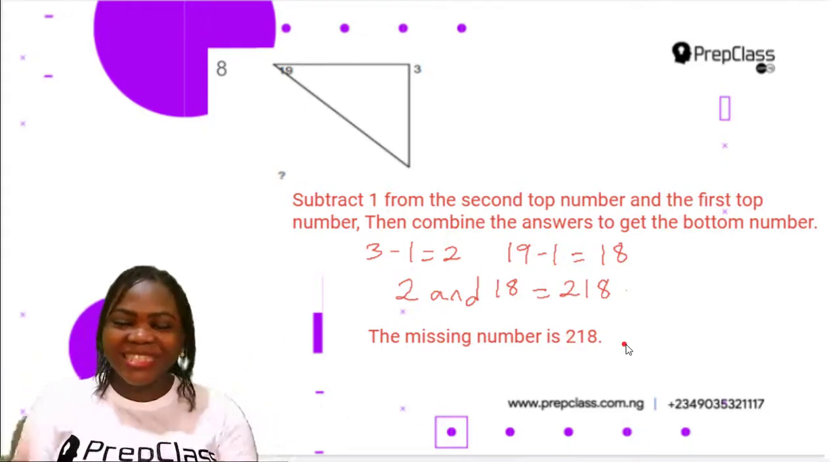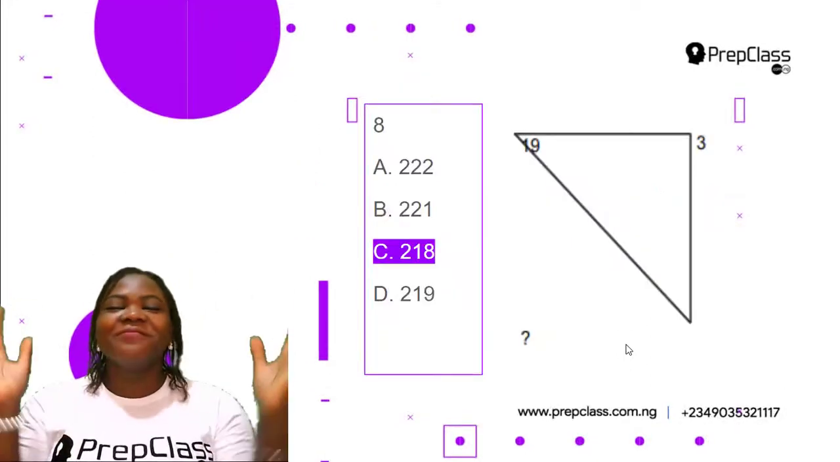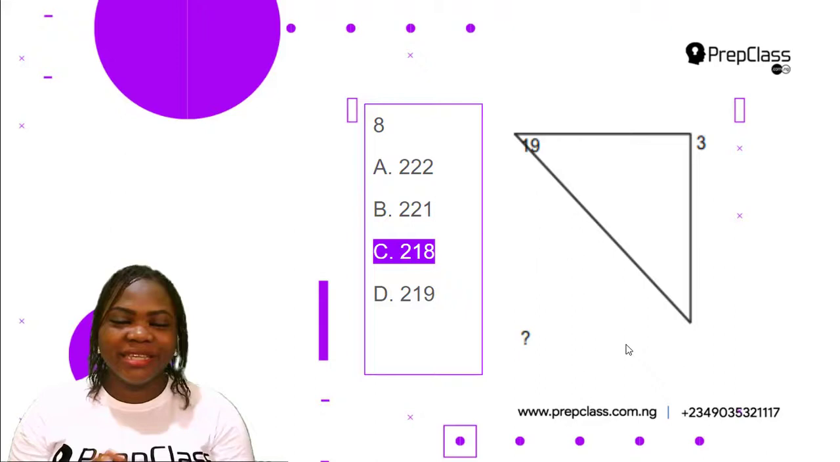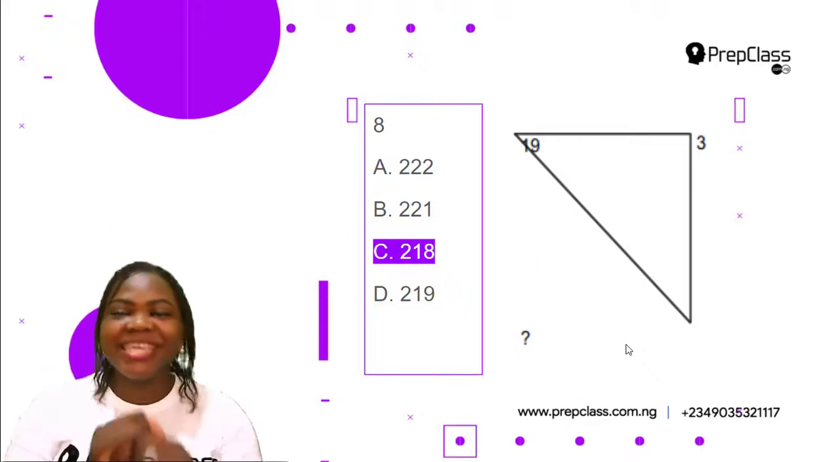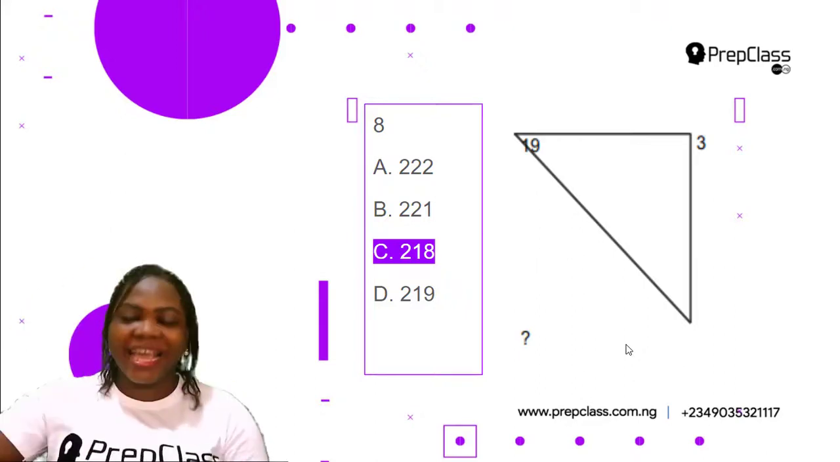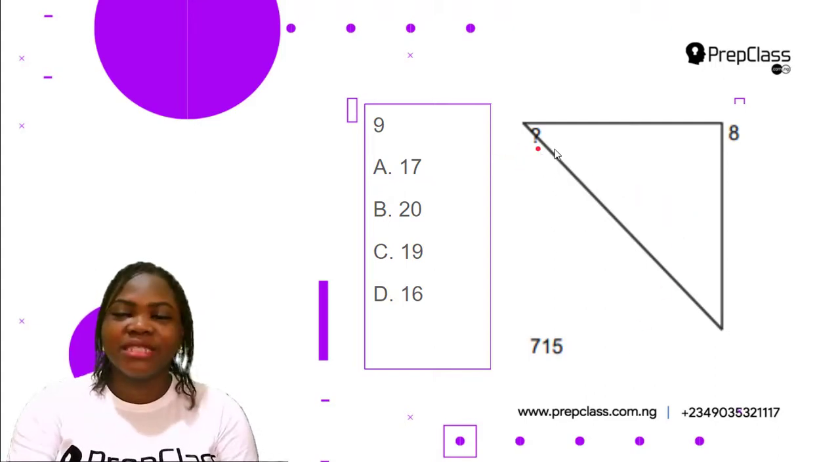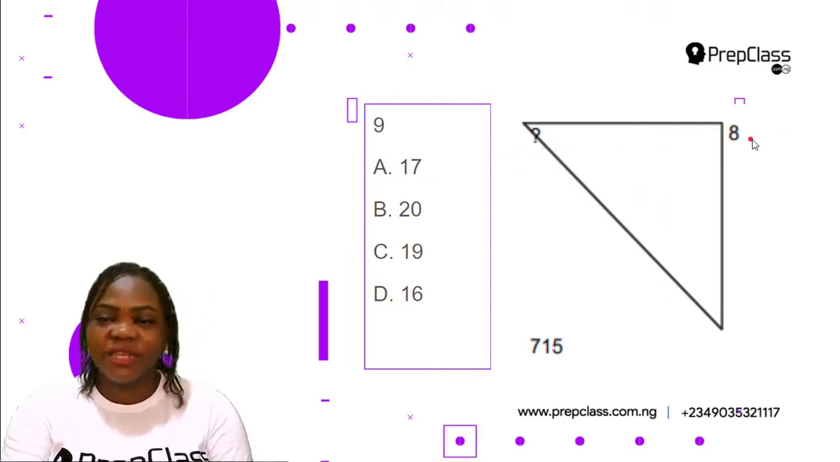So the missing number is 218. Very easy, right? Okay, so which of the following options is correct? Remember, our answer is 218. So this means that option C is the correct option. Check.